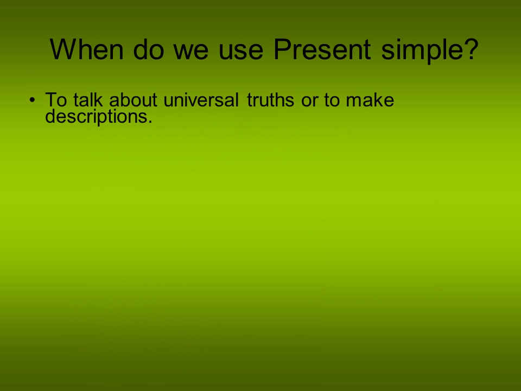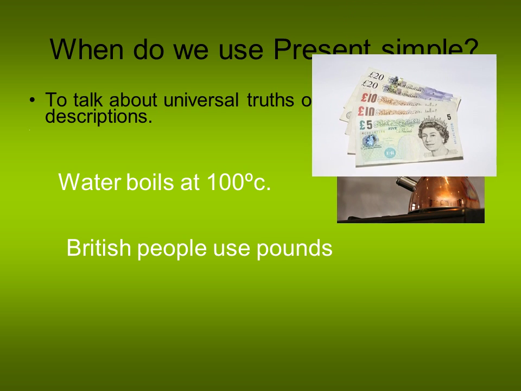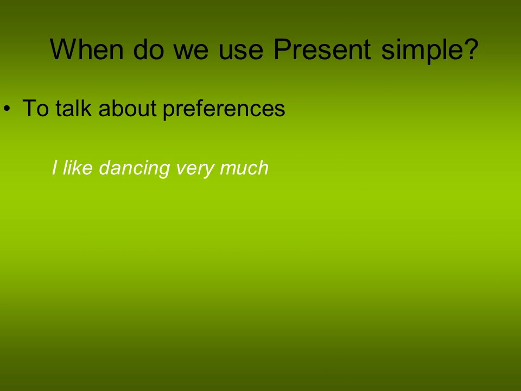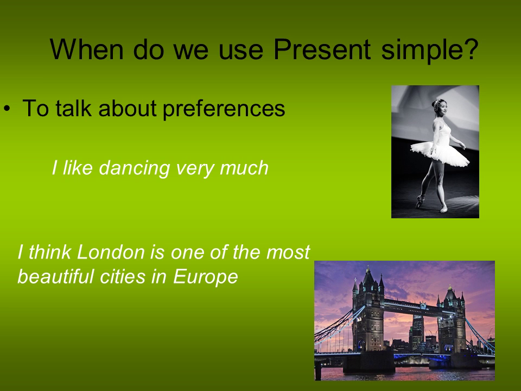We also use present simple to talk about universal truths or to make descriptions, as in, for instance, water boils at 100 degrees, or British people use pants. We also use present simple to talk about preferences, as in I like dancing very much, or I think London is one of the most beautiful cities in Europe.